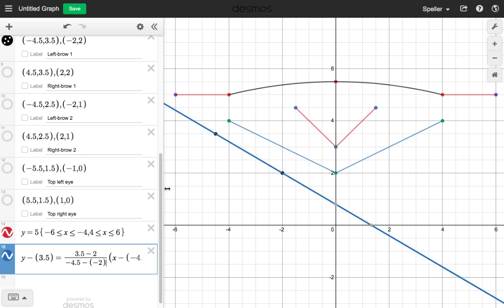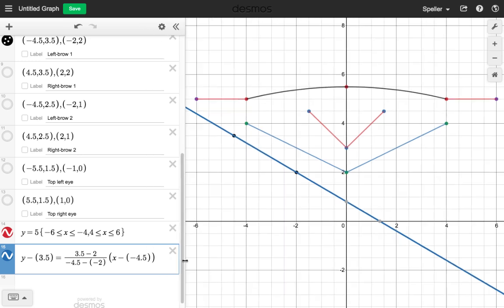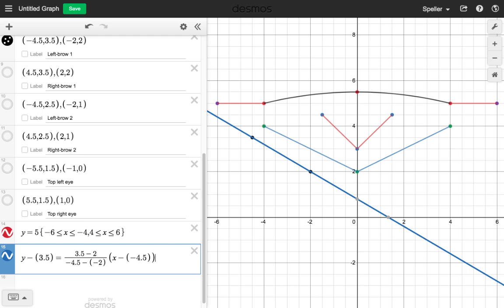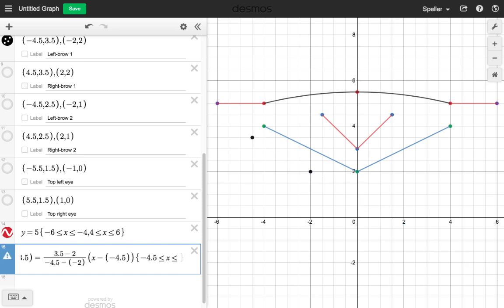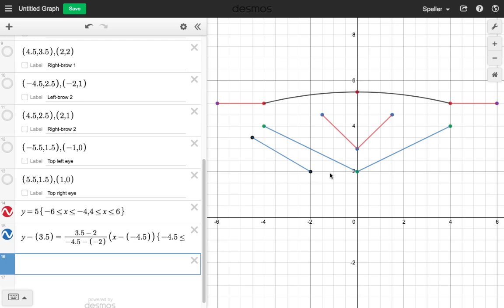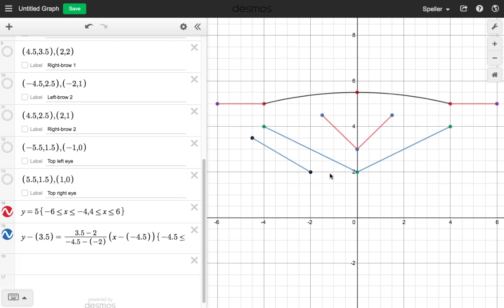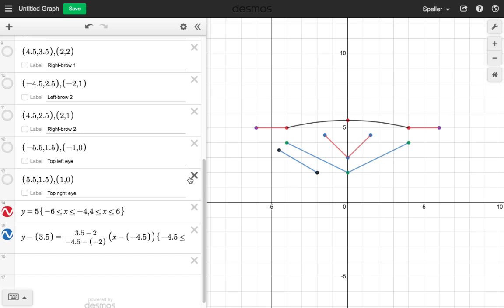All right, so that there is the line, and I just need to put in the domain, and we see this is going to go from negative 4.5 to negative 2. So let's just come here and place in negative 4.5 less than or equal to x less than or equal to negative 2. All right, and that's that part of the brow. And actually, let's zoom a little bit so I can see more of the equation.